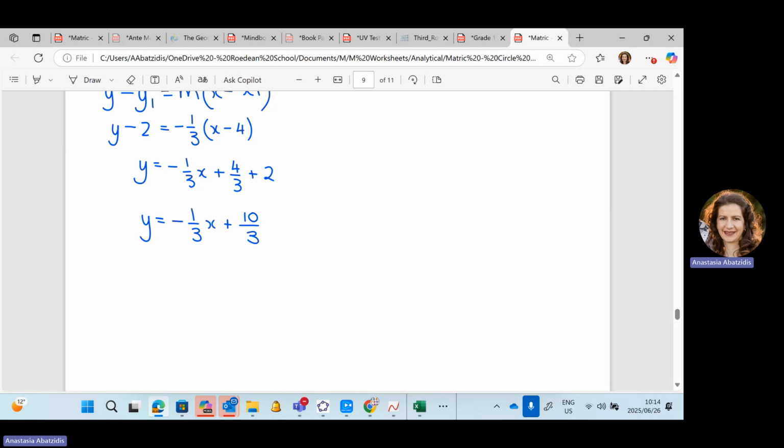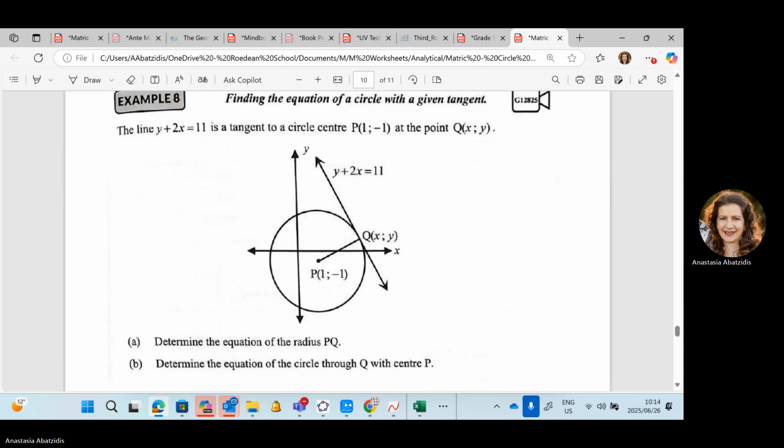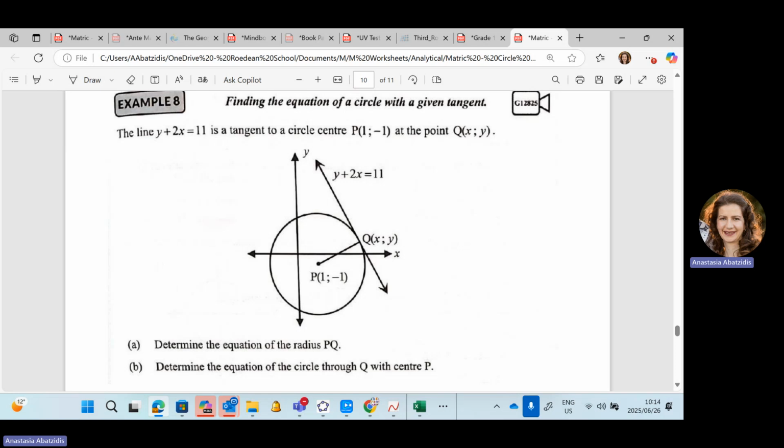The products are equal to negative 1. Okay. So now this type of question, equation of the circle with a given tangent. Okay, so we've got the line y plus 2x is 11, a tangent to the circle. We've got the center and we've got this point Q, but we don't know it. Okay. Determine the equation of the radius PQ.